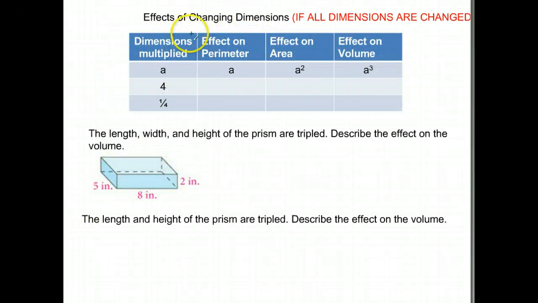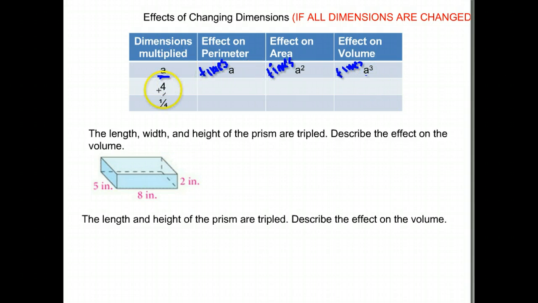Okay, so again, here's our little chart that we went through in the previous lesson as far as what happens if you multiply the dimensions of a figure by a. The perimeter is multiplied by a also. The area, since area is two-dimensional, length times width, you get that number squared is multiplied by your original area. And if it's volume, since it's three-dimensional, it's that number to the third power.